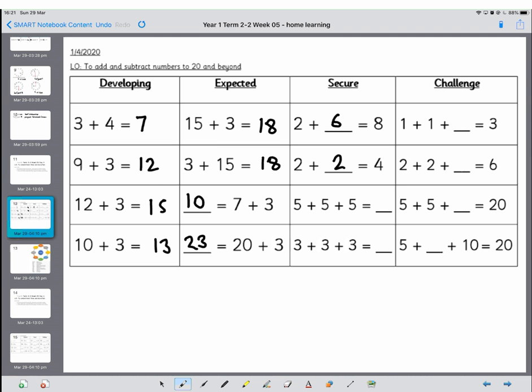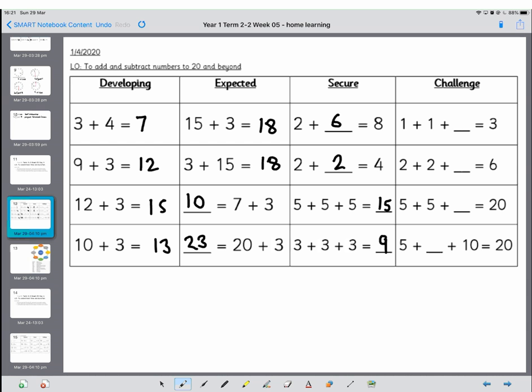Now this one's a bit trickier. It's a repeat addition. Now we have done these, so you need to count on in 5s. 5 plus 5 is 10, and 10 plus 5 is 15. Your next one, 3 plus 3 plus 3. So you're probably best doing 3 plus 3 to start off with, or you could use cubes and count them out. So you've got 3 plus 3 is 6, and add on another 3, and that's 9.